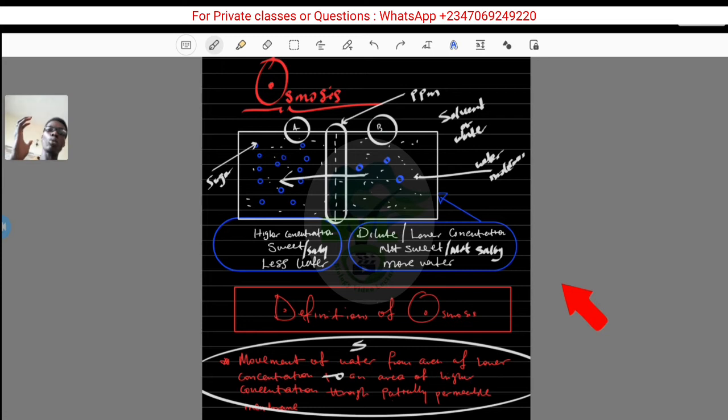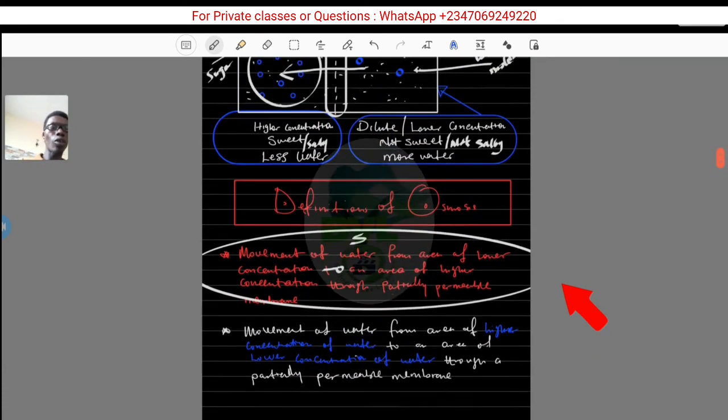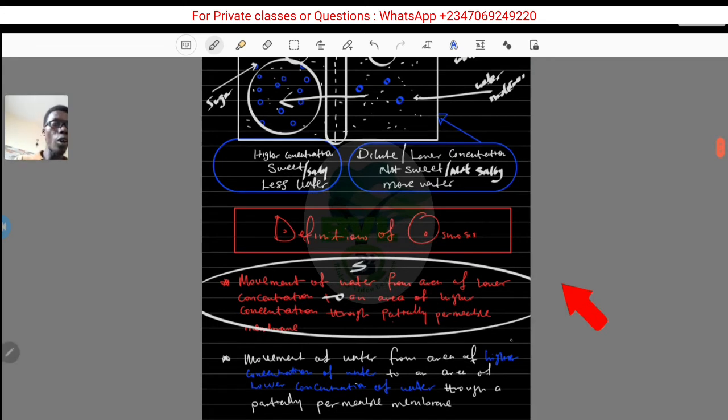You are moving the water from where you have lower concentration, that means you have lesser salt or sugar, to where we have more sugar or salt. One thing you can also know is that this area that has more sugar or salt needs to get itself diluted, so it sucks in water to itself. Now, the second definition is this: movement of water from area of higher concentration of water.